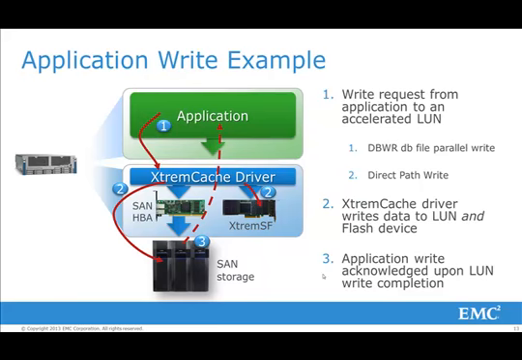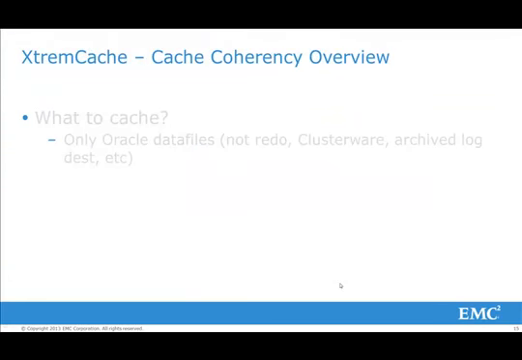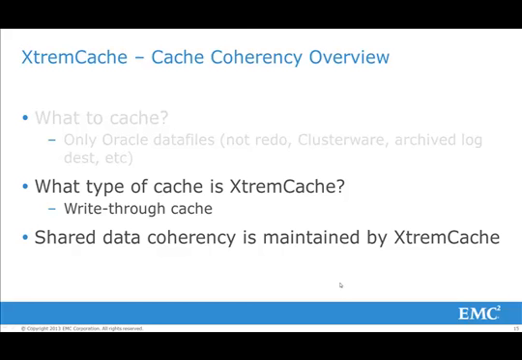And now that I've established a solid foundation regarding the write-through nature of XtremCache, it's time to move on to the next section of the presentation, which is XtremCache cache coherency with real application clusters. In a form of review, we've established that XtremCache is a write-through cache, and in the case of clusters, there's a need for shared data coherency. And indeed, coherency is maintained by XtremCache for real application clusters.